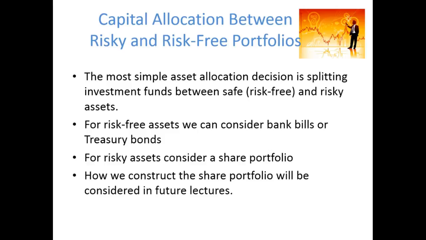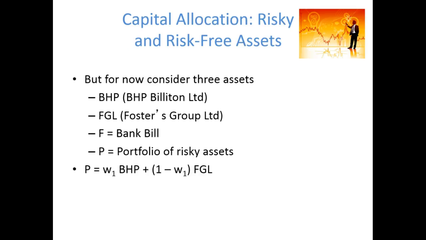For risk-free assets, we might consider this to be government bonds or bank bills, for example, and risky assets we might consider to be some sort of share portfolio. So for now, in this particular case, we're going to consider that we've got three potential assets. Those three potential assets are BHP shares and Foster's Group shares. Those two assets comprise our risky portfolio. We've got bank bills, which is our risk-free asset.